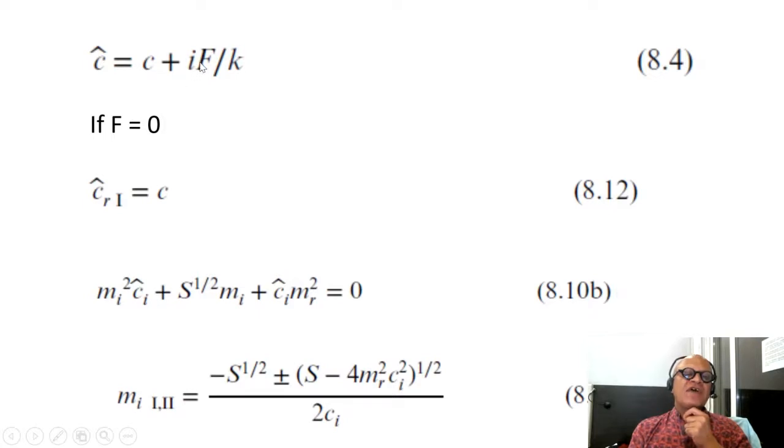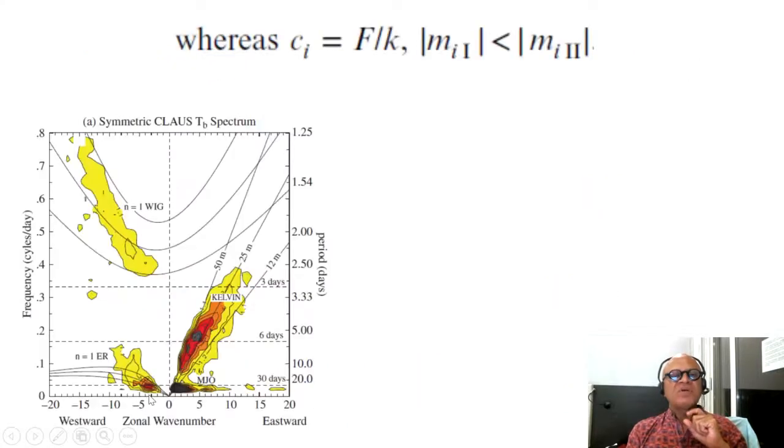Remembering that if f goes to 0, then we just get the one mode, but generally the forcing dissipation can force both modes. So convection associated dissipation can force both modes, so you end up with this equation for the vertical wave number mode 1 and mode 2. Okay, so there is the real vertical wave number, and that's the complex vertical wave number.